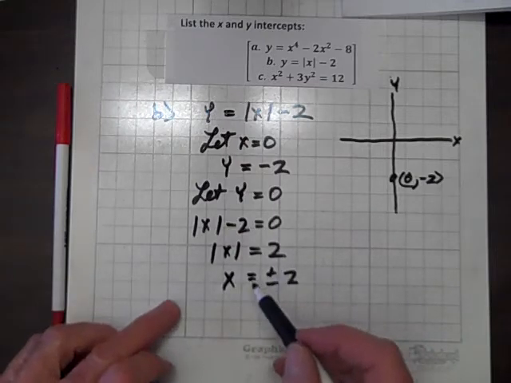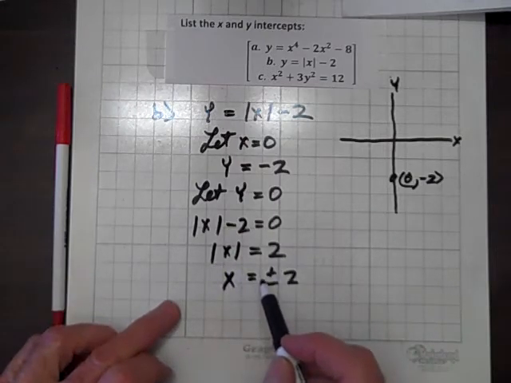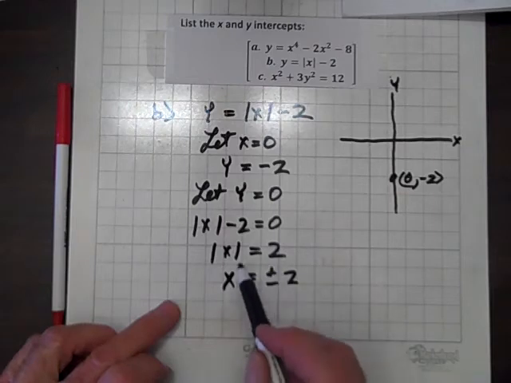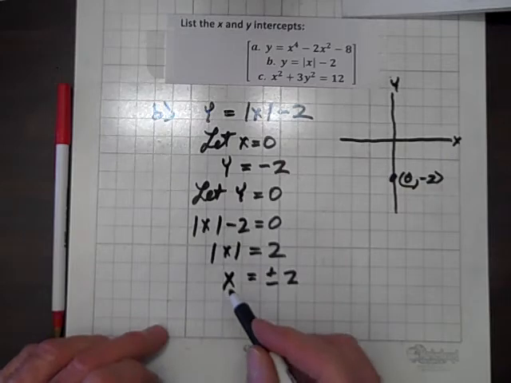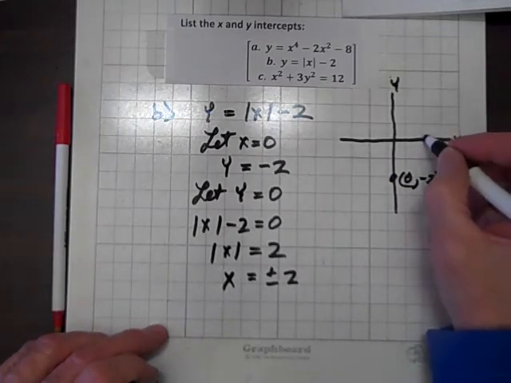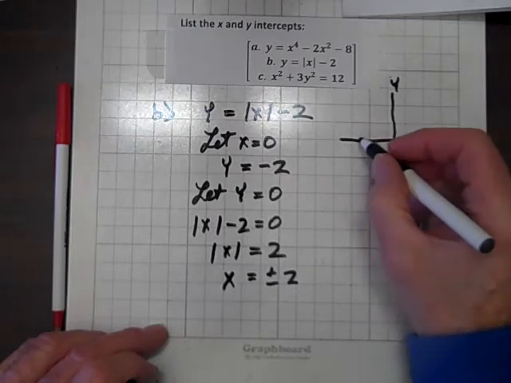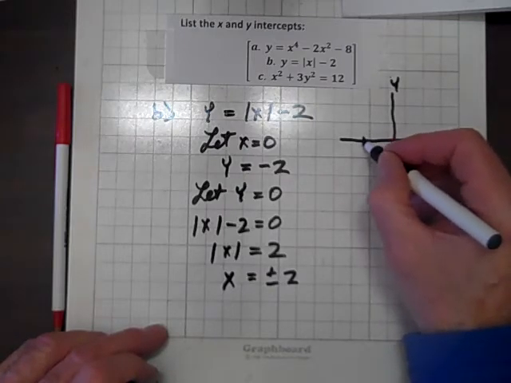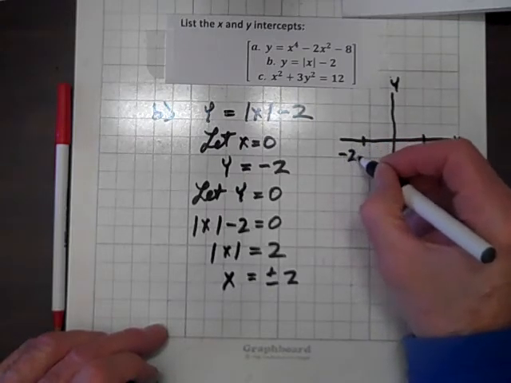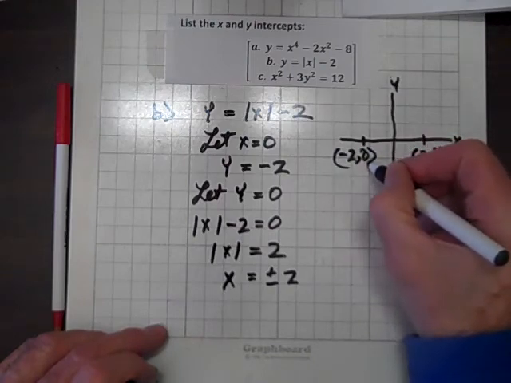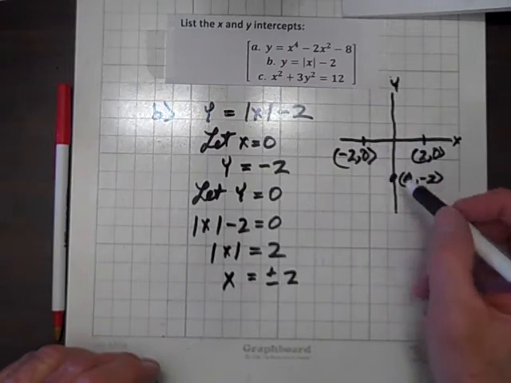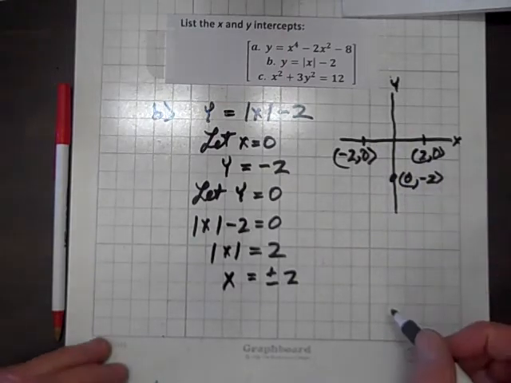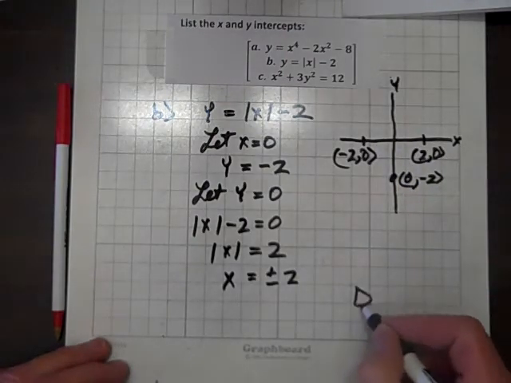Now check it out. What is the absolute value of positive 2? It's 2. What's the absolute value of negative 2? It is 2. So that works. So let's graph these. 2, 0, and negative 2, 0. And all we're doing is graphing the intercepts. Here they are, the two x-intercepts and the y-intercept, and we are done.